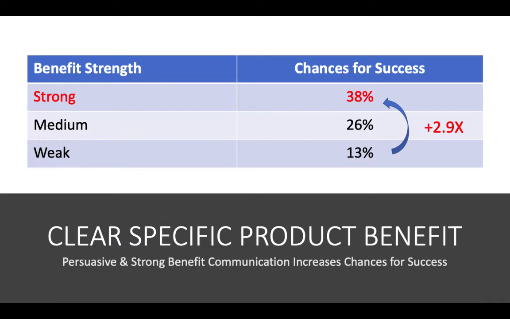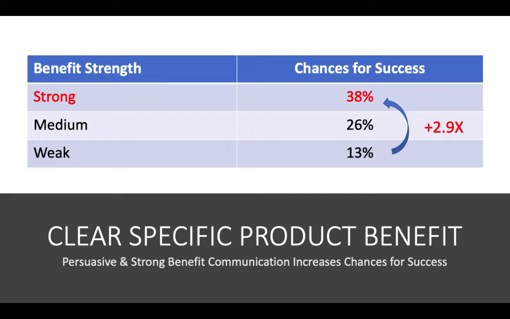Okay, that covers the essence strength. Let's dive into some details about these three critical elements: benefit, reason, and difference. The Merwyn research gives you some very clear results on the relative importance of having a strong benefit. The research shows that those ideas that have strong benefit communication have almost 3 times the chances for success of ideas that have weak benefit communication.